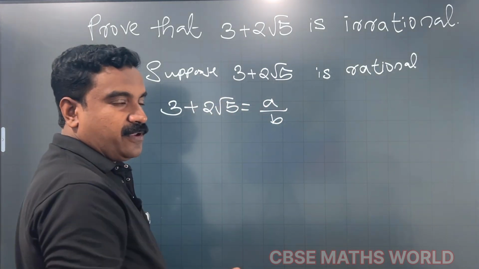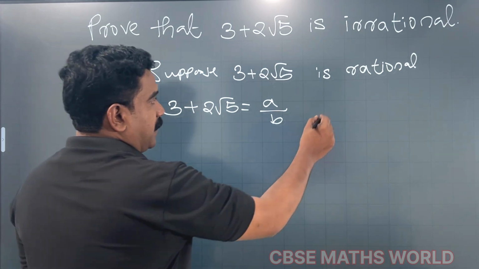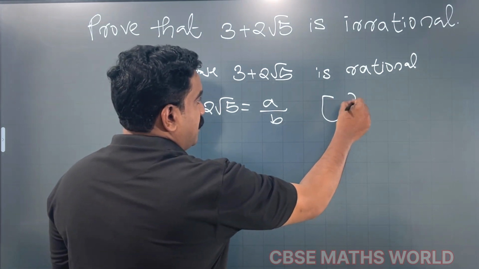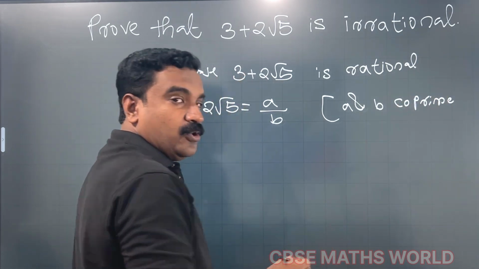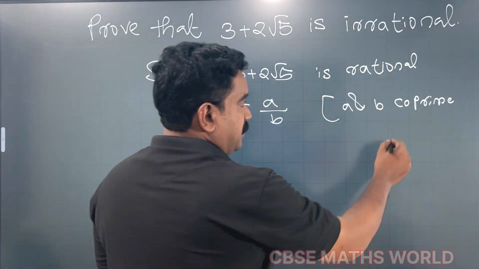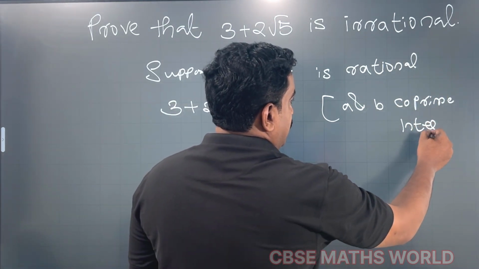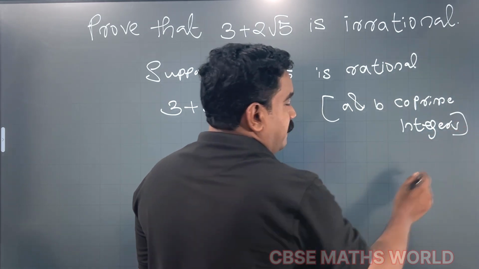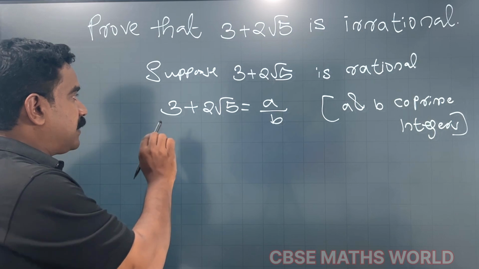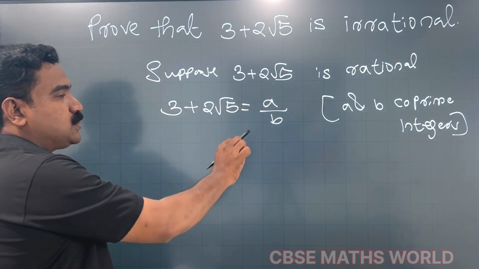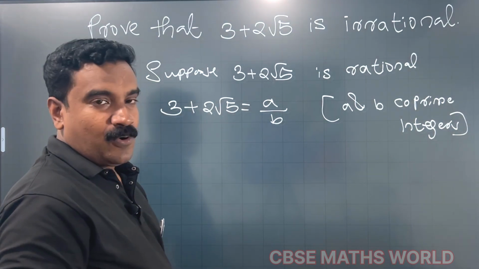What is the speciality of a and b? A and b are co-prime integers. Co-prime means no common factor other than 1. Any rational number we can write as one integer divided by another integer. That's why we are writing 3 plus 2 root 5 equal to a by b, where a and b are co-prime integers.